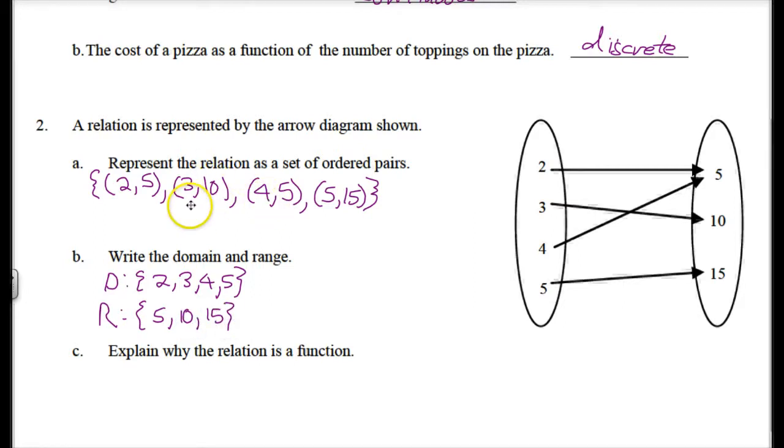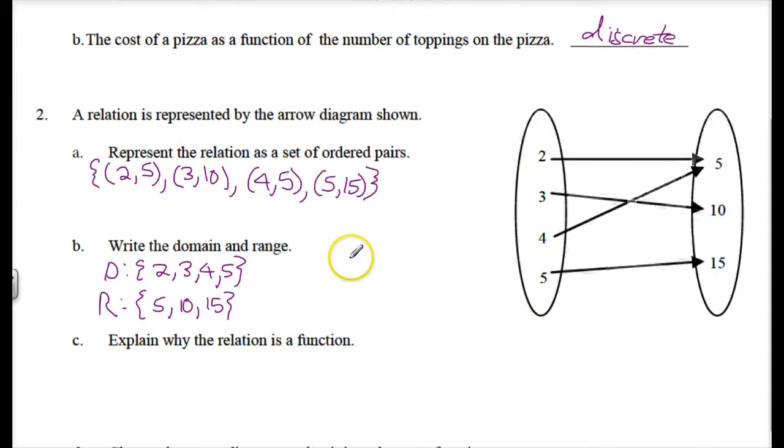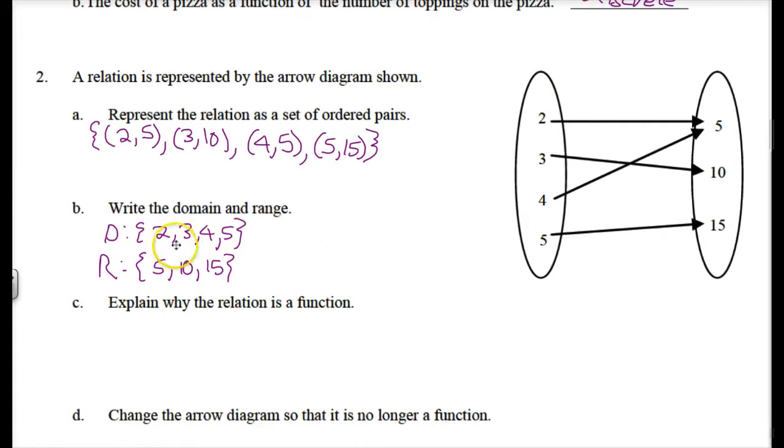And we don't repeat, right? Since we're looking at the ordered pairs, if we were doing a domain and range from ordered pairs, we wouldn't say 5, 10, 5, 15. You know, it's much easier to do domain and range from an arrow diagram since everything's listed and nothing is repeated. Explain why the relation is a function.